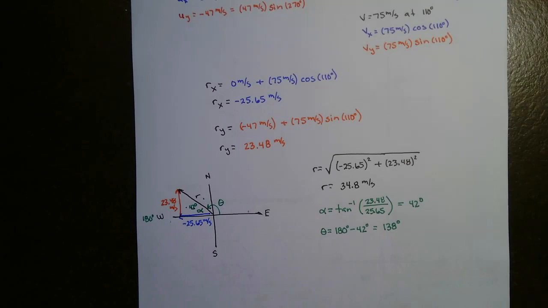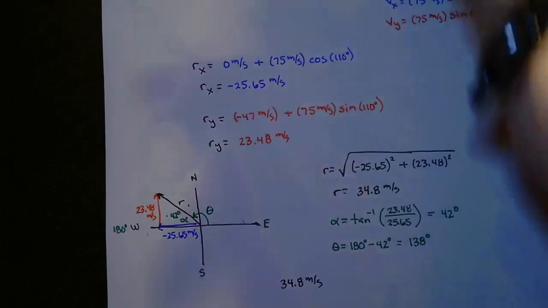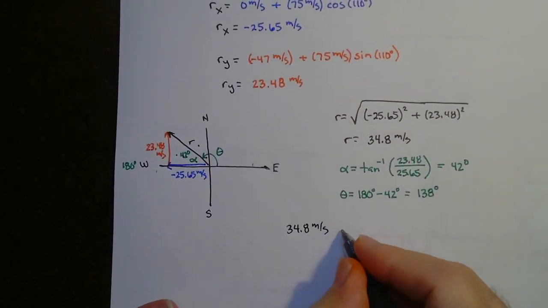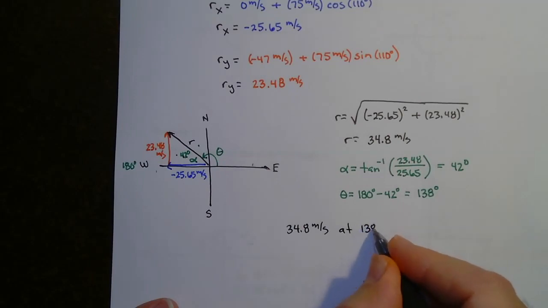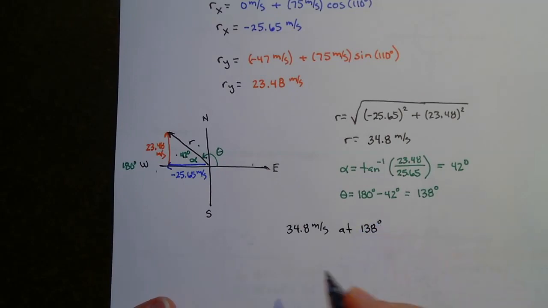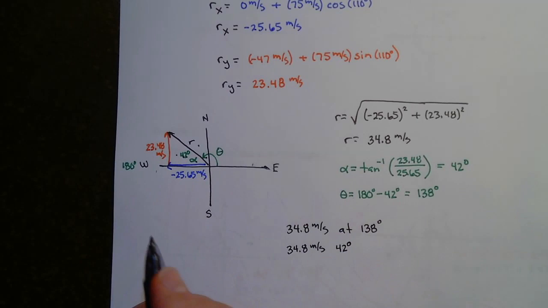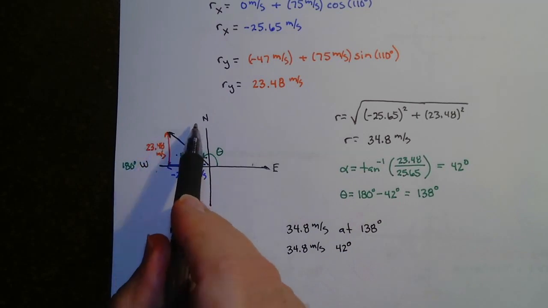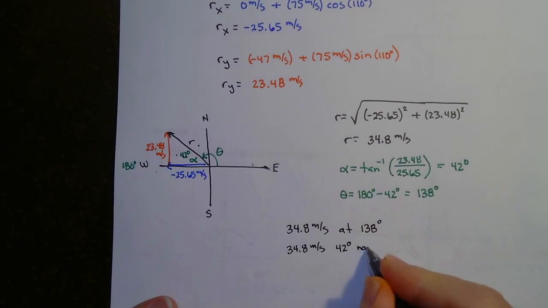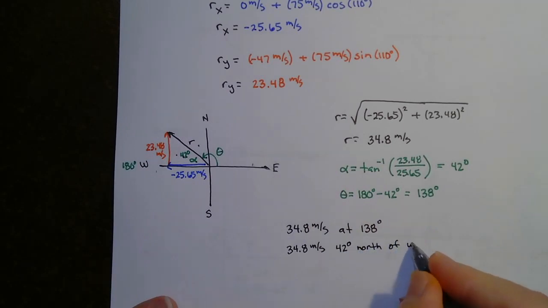Okay, so two ways to describe this. We could say 34.8 meters per second, okay? And the direction, let me zoom in on this a little bit. And the direction we're gonna go is at 138 degrees. Okay, that's the straight mathematical way of describing the velocity and the direction. A descriptive way is to say 34.8 meters per second, and then we could say 42 degrees, and we're rotating from the west towards the north, so you'd say 42 degrees north of west.